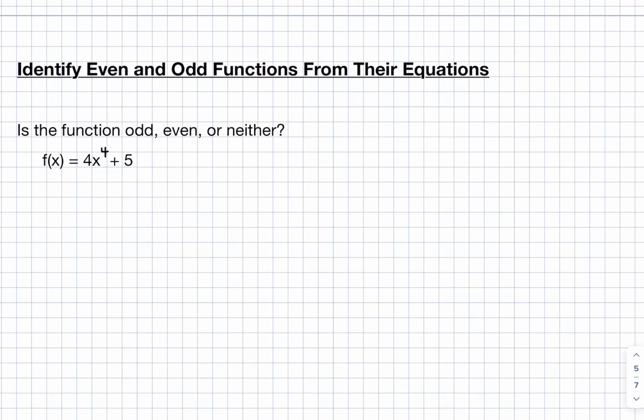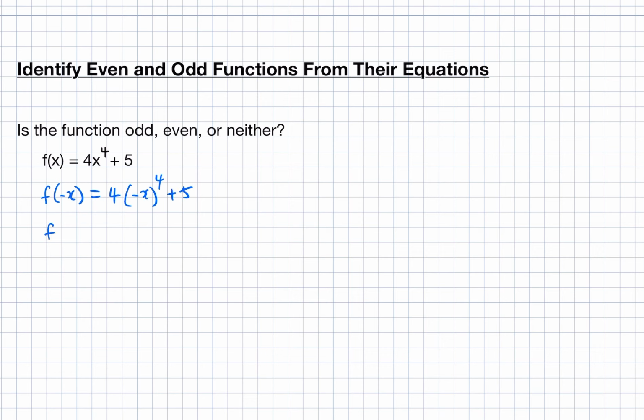Okay, so now how do we identify an even and odd function from their equation? Well, let's take a look at this function. f of x is equal to 4x to the 4th plus 5. To determine that, we're going to take f of negative x and see what that gives us. So that's going to be equal to 4 times negative x to the 4th plus 5.